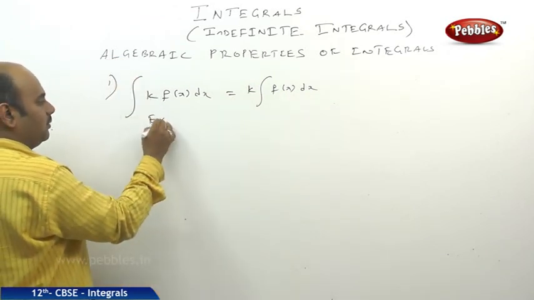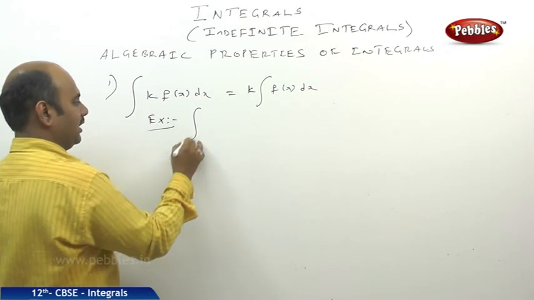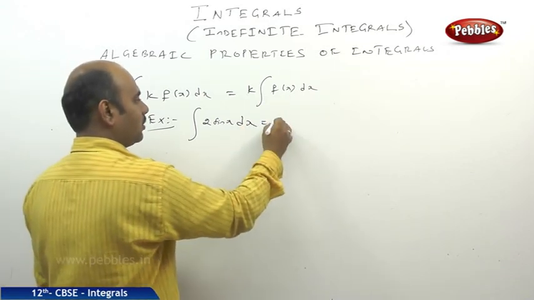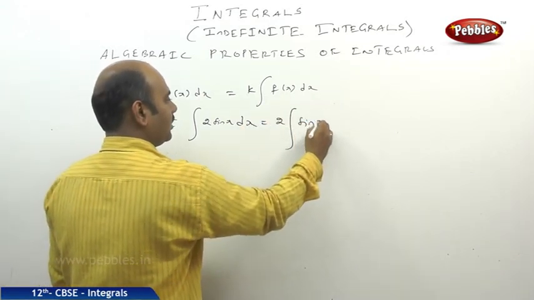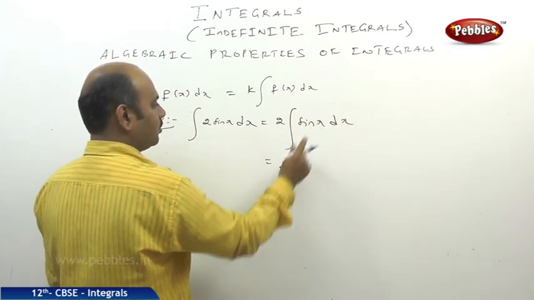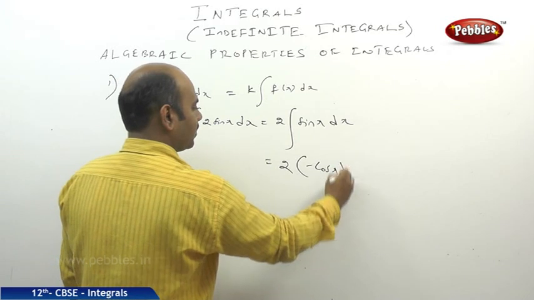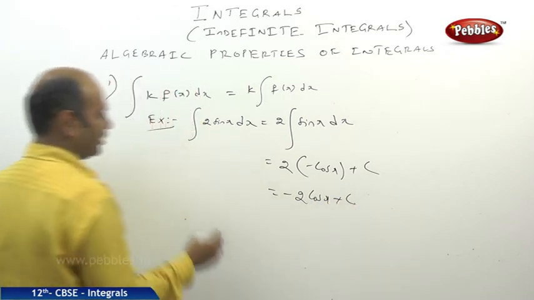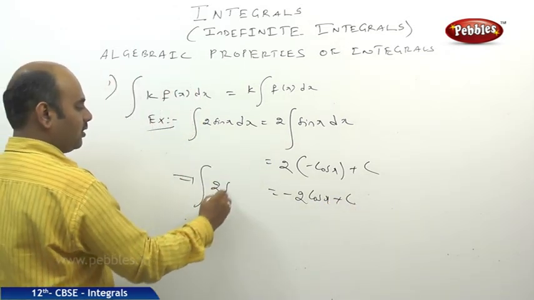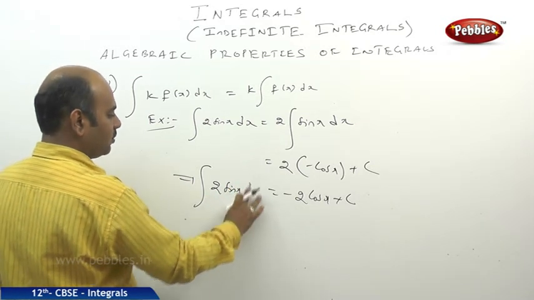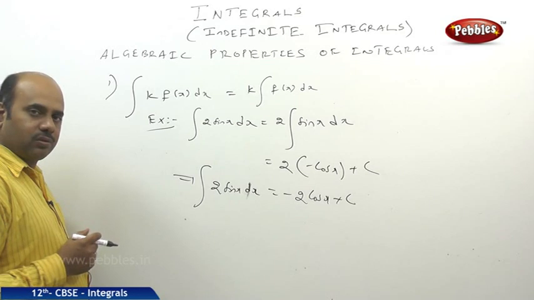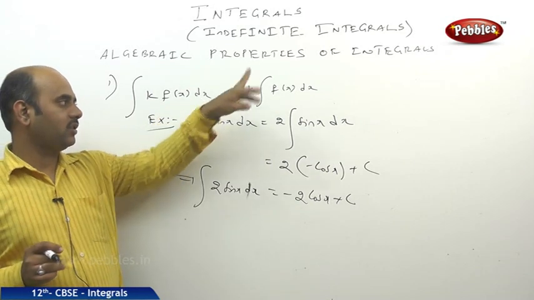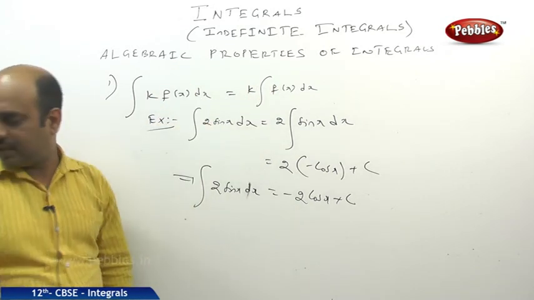So I go by an example. Suppose a problem is given to you, integral of 2 sin x dx. So what happens? 2 will be coming outside, and integral of sin x dx will be coming, and 2 into integral of sin x means what? Minus cos x plus c. So finally our output will be minus 2 cos x plus c. So finally how can I write? Integral of 2 sin x dx is nothing but minus 2 cos x plus c. So we learned an important property. Integral of k into f of x dx is equal to k into integral of f of x dx.